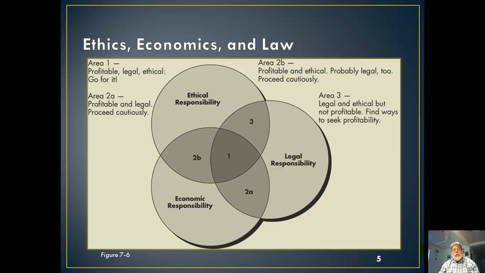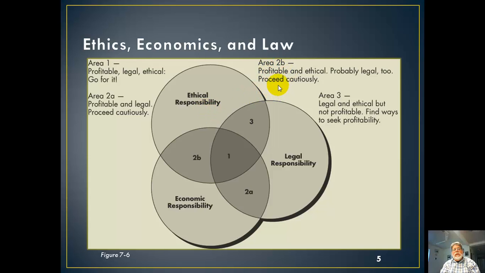Now, let's look at 2A. That's in the lower right-hand corner of the screen. I've got the cursor around it, 2A there. Is it profitable and legal, but we don't know if it's ethical? We should proceed cautiously. Now take a look at 2B. 2B is that it's economic, that it makes money, and that it is ethical, but we're not sure if it's legal. It could be. Again, proceed cautiously.